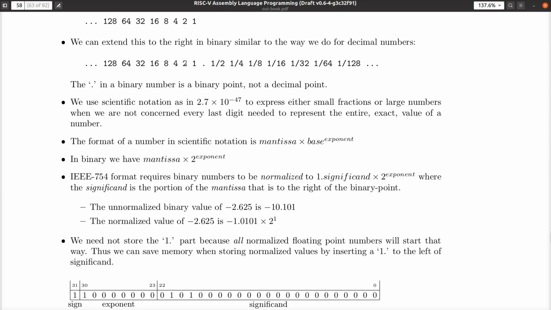Okay, and it kind of makes sense if you think about it. If you start over on the left here and you move it to the right, what you see, they're all being divided by 2. 64 divided by 2 is 32. Divided by 2 is 16. Divided by 2 is 8. Divided by 2 is 4. Divided by 2 is 2. Divided by 2 is 1.